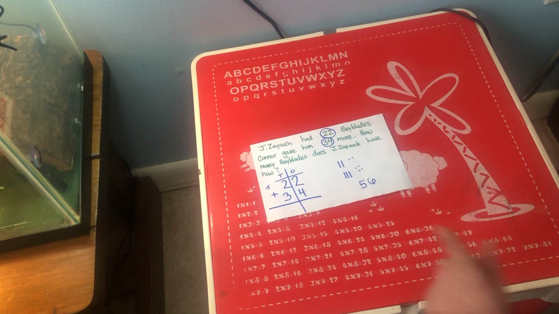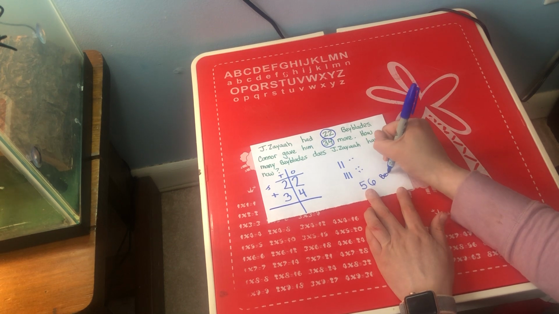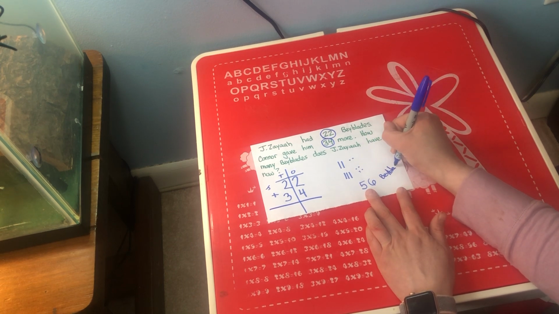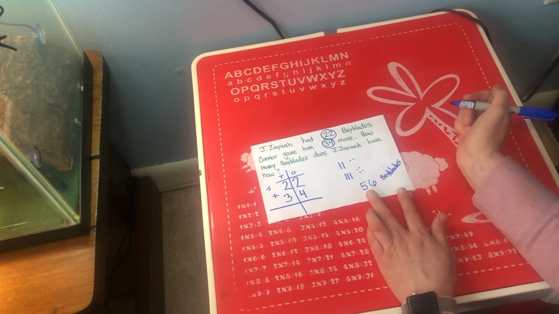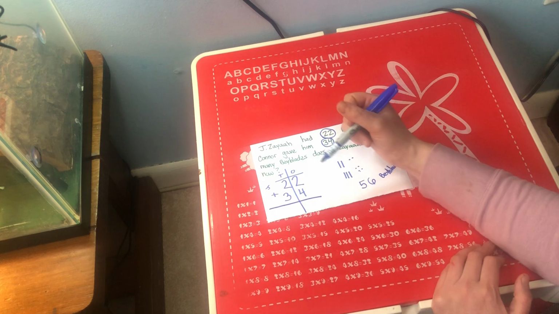But 56 what? Josiah had 56 Beyblades. I forgot to do that on our last one. I'm going to have to go back and add that in because my answer was only partially correct because I didn't say what he had. Before I do that, though, let's do our shortcut method.